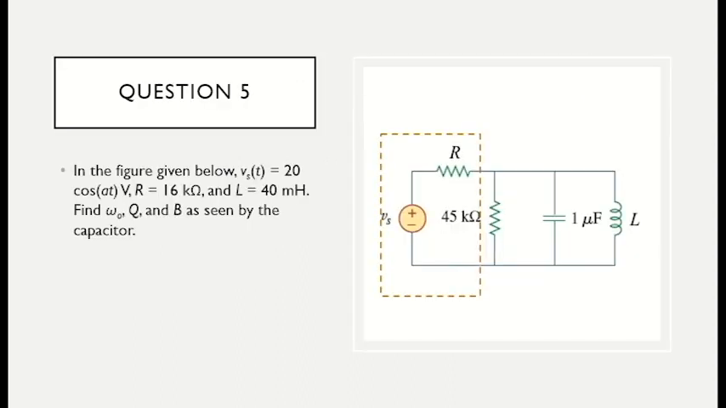Okay, question 5 is based on the figure given here. You need to calculate the resonant frequency omega naught, the quality factor Q, and the bandwidth B for this circuit. First and foremost, we need to transform the circuit so that it becomes a purely parallel circuit. So we know how to do this. We just use source transformation.